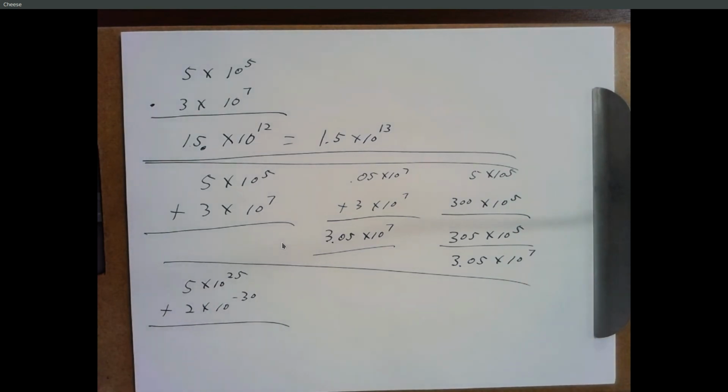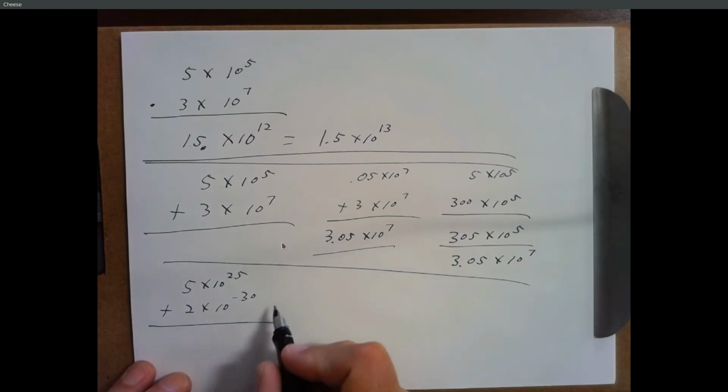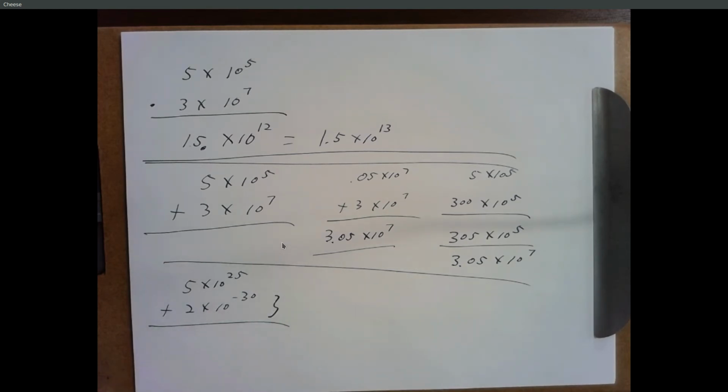All right, 5 times 10 to the 25th plus 2 times 10 to the negative 30th. Well, if we try to turn this into something times 10 to the 25th, it's going to be a really, really, really small fraction. And when we add it to 5, it's going to be 5 plus some really small fraction times 10 to the 25th. But this is going to basically turn into 0 when we try to add. So there's more edge cases to deal with.